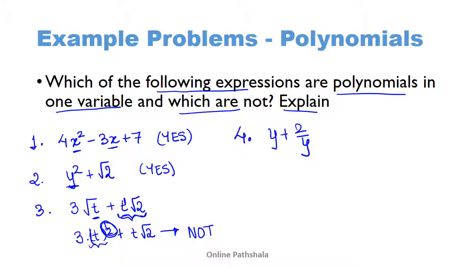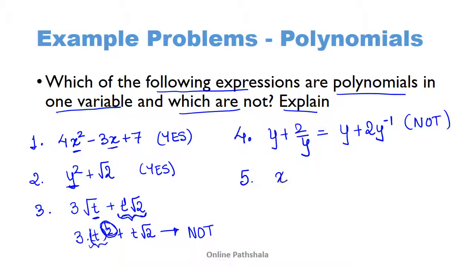Now if we look at the fourth example, we have y plus 2 to the power y. Again, this algebraic expression has one variable, but if you look at it, y plus 2 to the power y, the variable is in the exponent, so it's not actually a polynomial, right? Even though it's an algebraic expression in one variable, I cannot call it a polynomial at all, right? It's not a polynomial in one variable.